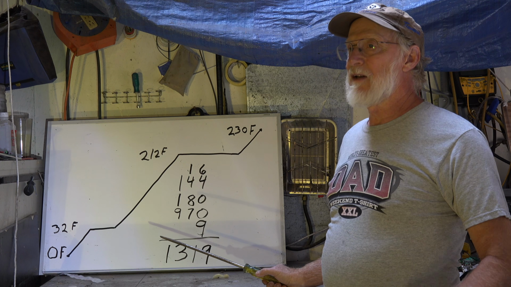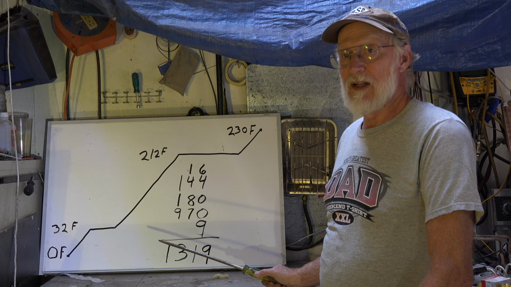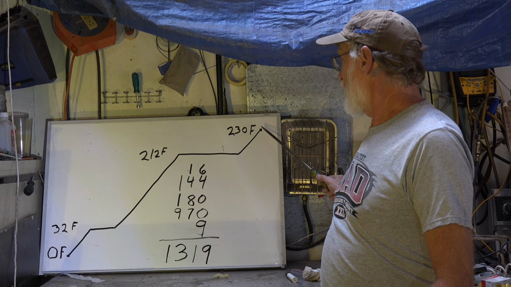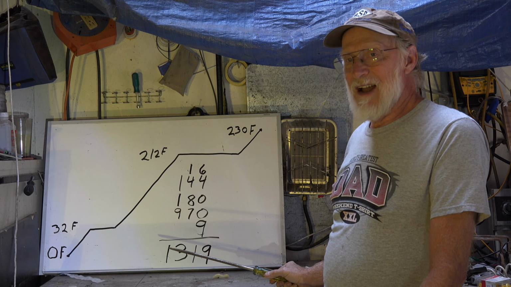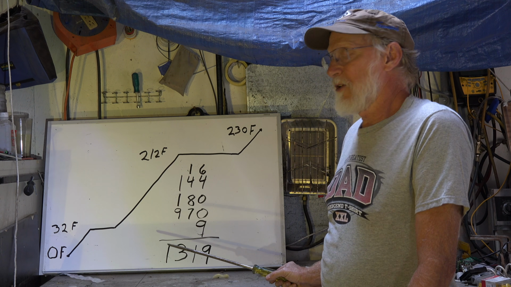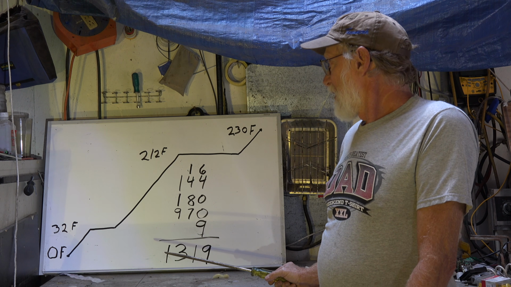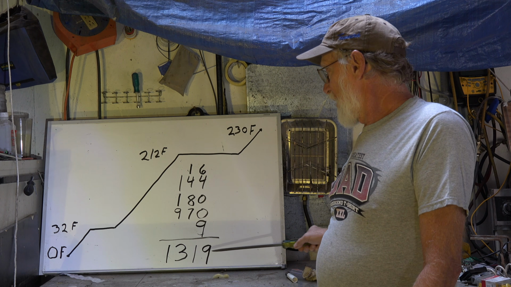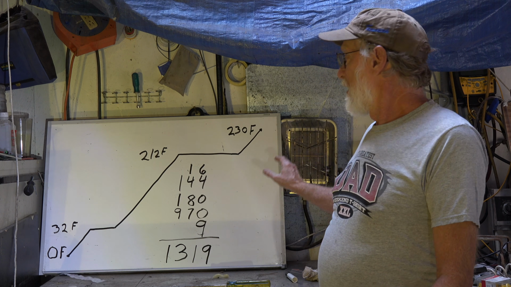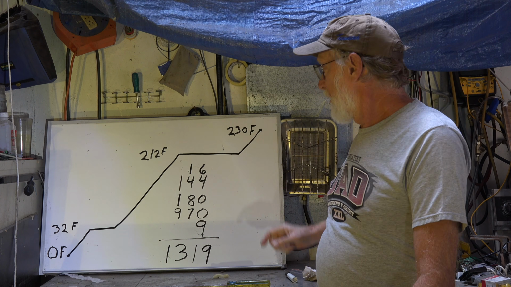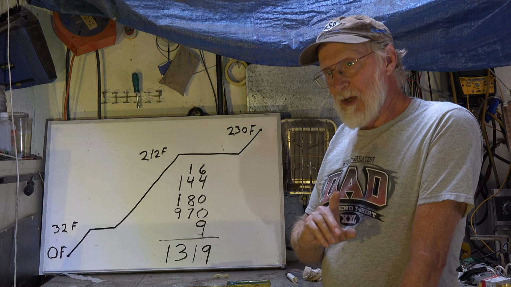Now, steam has a specific heat too, and it's not the same as water. It runs again around 1/2 a degree per pound to raise its temperature, so it absorbs sensible heat. That would mean it would absorb 9 BTUs to get to 230 degrees. It's 18 degrees higher than the boiling point. So our total ends up with 1,319 BTUs to change 1 pound of water into 1 pound of superheated steam.